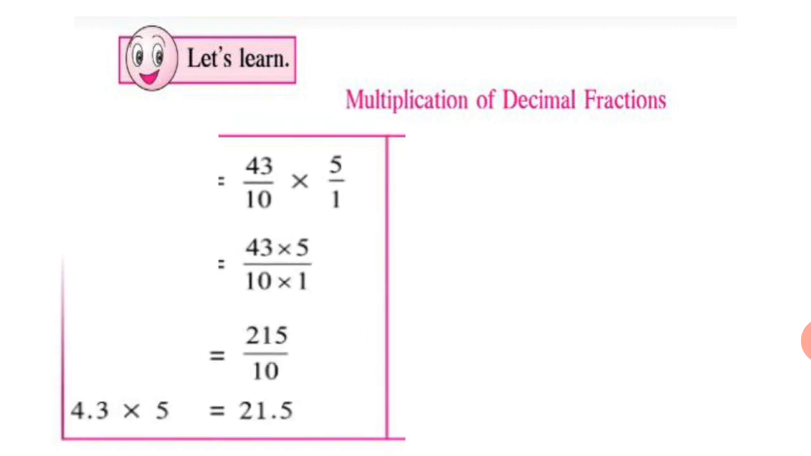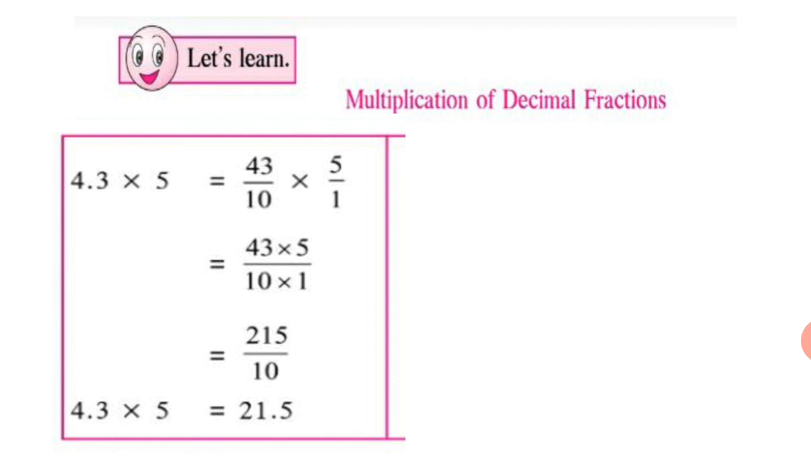Okay, there are two methods which I'm going to show you here. You can choose any one method, whichever you find easy to use. The first method, let's have a look at an example. 4.3 is a decimal fraction here and we have to multiply it with 5. So in this first method, what we are doing is we are converting the decimal fraction into a common fraction. And this you have already learned in the previous practice set.